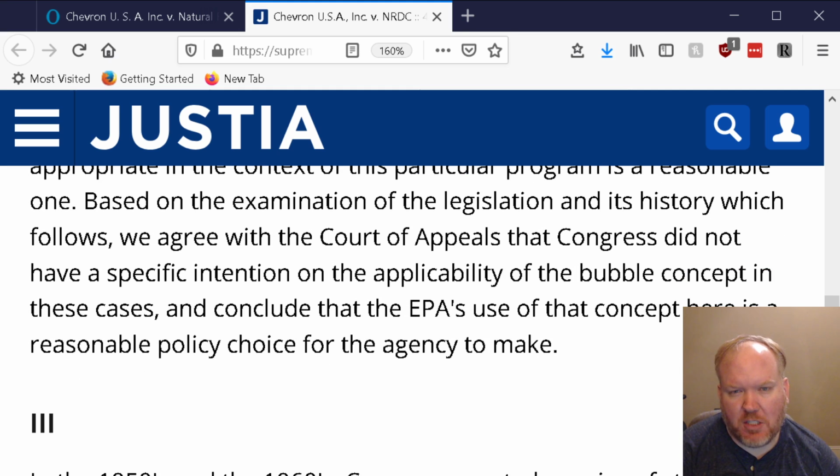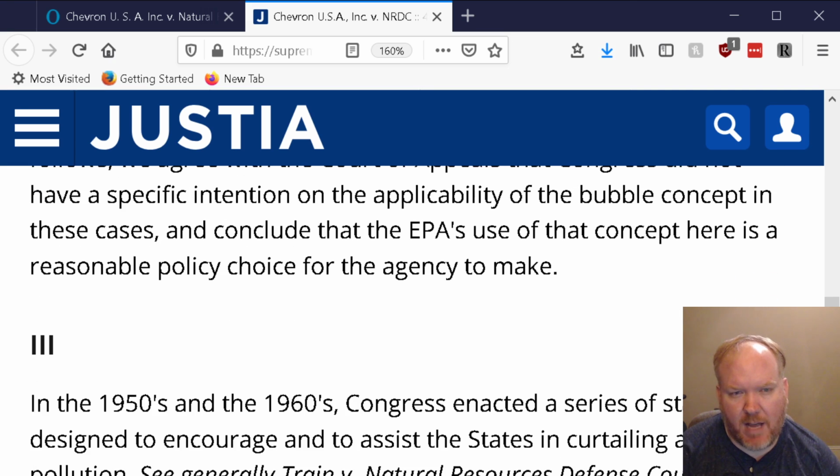Based on examination of legislation and its history which follows, we agree the Court of Appeals that Congress did not have specific intention, and conclude that EPA's use of that concept here is a reasonable policy choice for the agency to make.